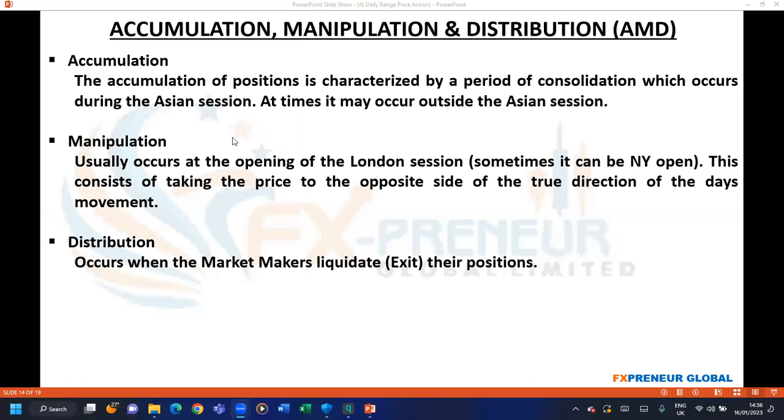This occurs when the market makers liquidate and exit their position. At this time, the market is said to be done for the day. All right, the liquidity is being taken out of the market, and the market simply rests for the day's activity.